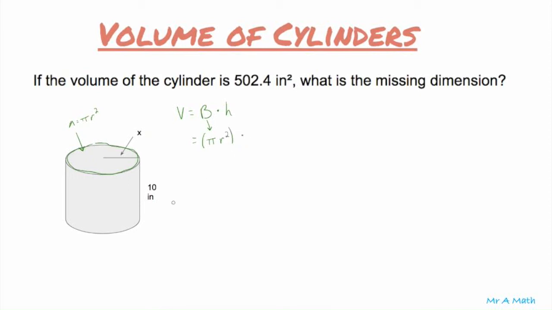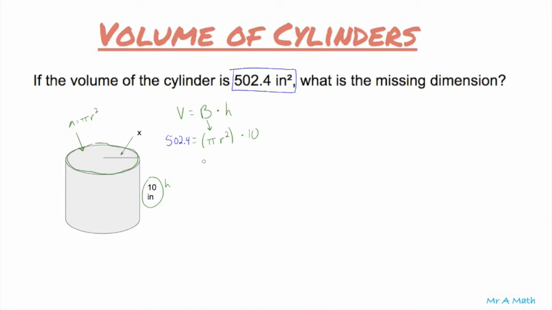And then it's multiplied by my height, which in this case, we already know what our height is. Our height is 10 inches. So I can just write it this way. And since we're solving for r, we need to know what these are equal to. And we happen to know what these are equal to because in this example, it tells me that the volume is already 502.4 inches squared. So I can just write that as my volume, 502.4 inches squared.